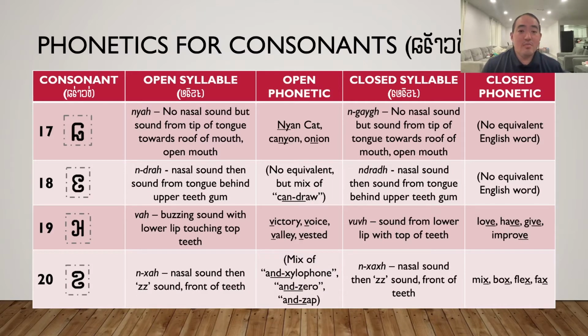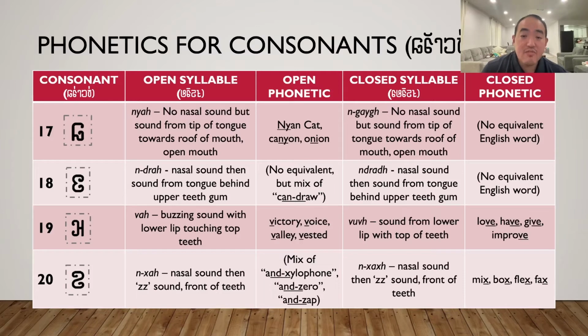Now for number 18, it'll be pronounced nda, ndud, nda, ndud. So there's a nasal sound before the main sound, and the main sound should come from behind the upper teeth gum where the tongue is at. There's really no equivalent English word for this, but it's a mix of the words can and draw together really fast. Can draw, right? Can draw, ndra, so it'll be like an N, the letters NDR, ndra, right?